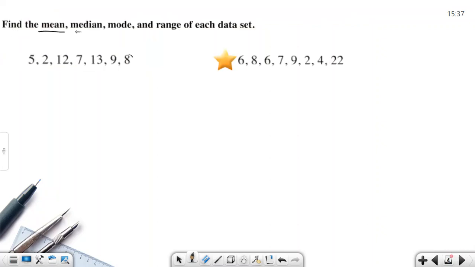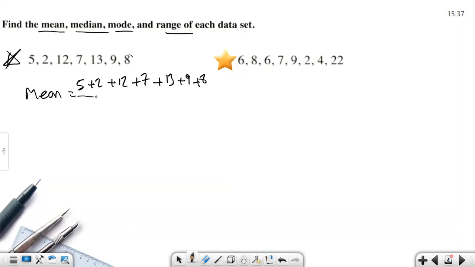Find the mean, median, mode, and range of each data set. We have two sets here, one of them is this, the other is here. Let's solve. We have to calculate the mean. I'm going to calculate the mean for you. 5 plus 2 is 7. Plus 12 is 19. Plus 7 is 26. Plus 13 is 39. Plus 9 is 48, plus 8 is 56.